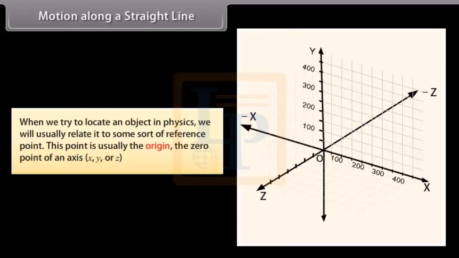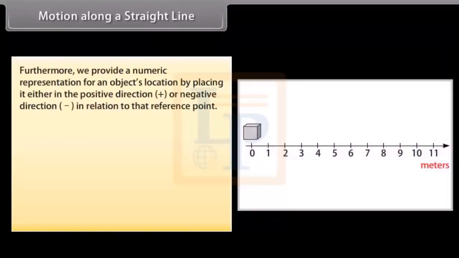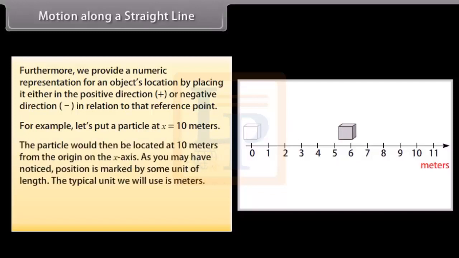When we try to locate an object in physics, we will usually relate it to some sort of reference point. This point is usually the origin, the 0 point of an axis, x, y, or z. Furthermore, we provide a numeric representation for an object's location by placing it either in the positive direction or negative direction in relation to that reference point. For example, let's put a particle at x equal to 10 meters. The particle would then be located at 10 meters from the origin on the x-axis. As you may have noticed, position is marked by some unit of length. The typical unit we will use is meters.